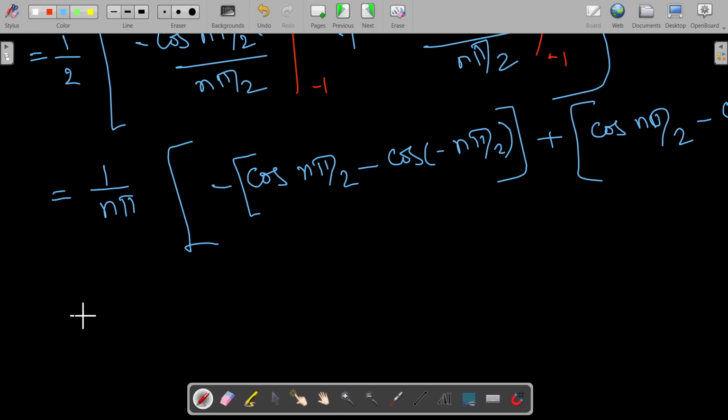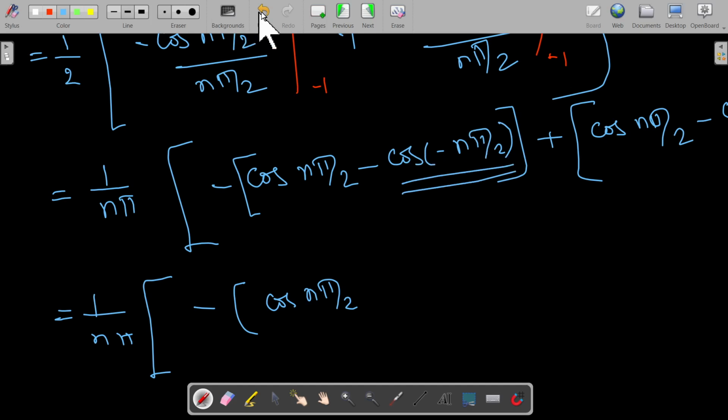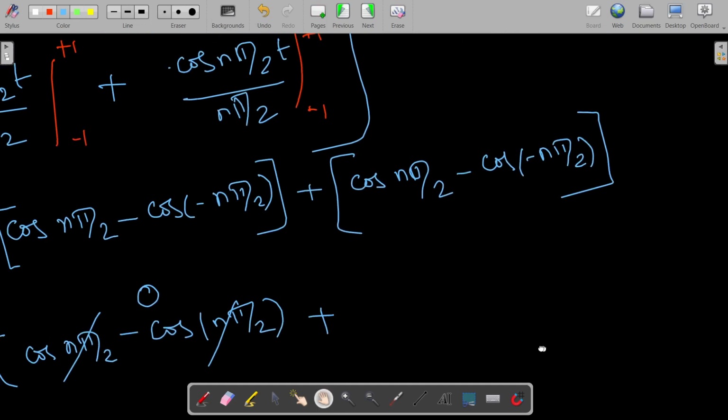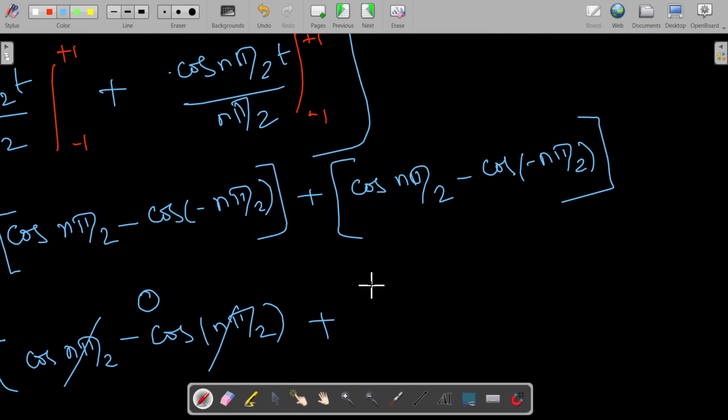Okay, so this is equal to 1 by n pi minus of this cos n pi by 2. This cos of minus n pi by 2 is nothing but cos n pi by 2, the sign can be removed. So minus cos of n pi by 2. So what happens here? These two get cancelled. The first term is over, right? It is 0.